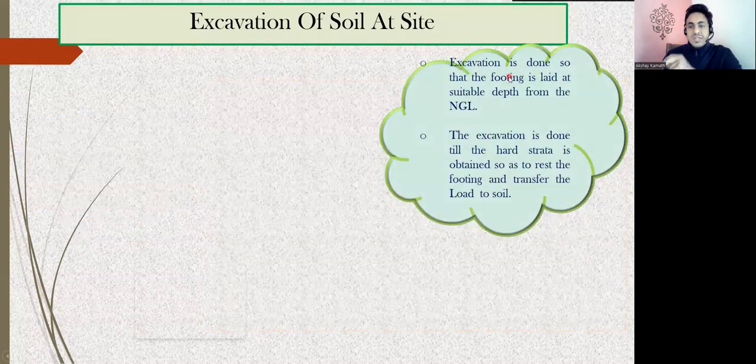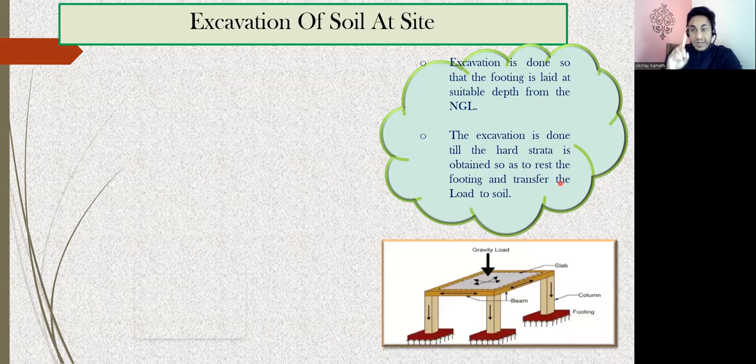Excavation is done so that the footing is laid at a suitable depth from the NGL, where NGL stands for natural ground level. Wherever you are standing, if you go out of your house, the ground wherever you are standing is what we call NGL, natural ground level. The excavation is done till the hard strata is obtained, so as to rest the footing and transfer the load to the soil. So we should understand how the load transfers happen in a building.